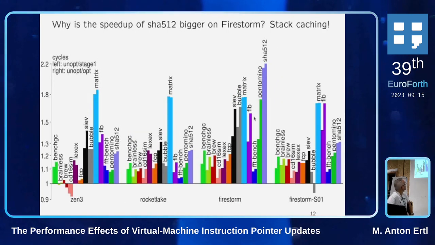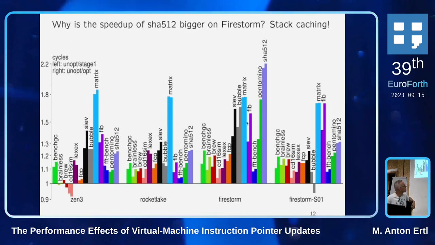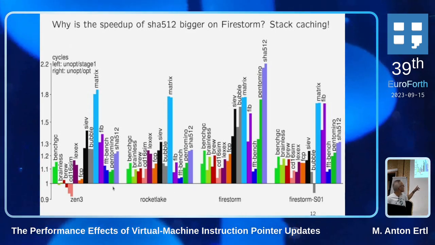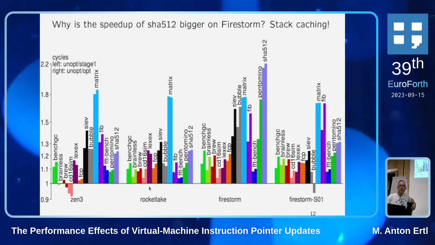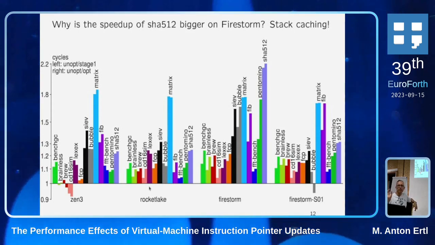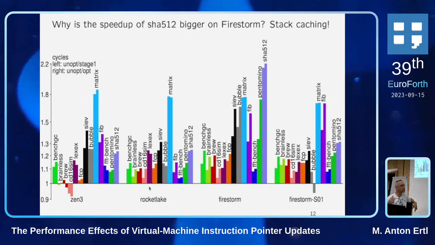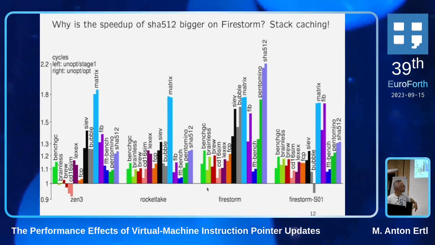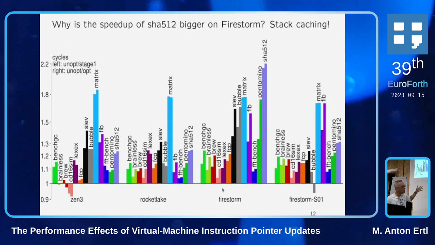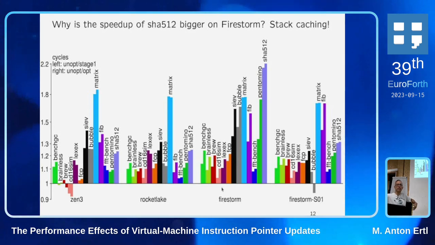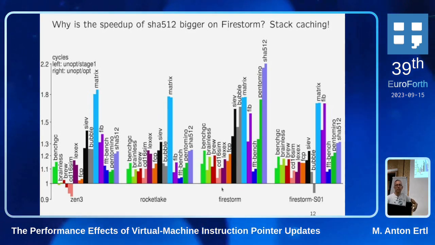So next question: why is the speedup of Java's algorithms bigger on Firestorm? And the answer is, my theory was that it was due to stack caching. Basically, what we are doing here for the AMD64 processors, we are using stack caching with only either zero stack elements in the registers or one stack element in the registers. And on Firestorm we use 0, 1, 2, or 3 stack elements in registers, and this reduces the number of stack pointer updates we have to do.